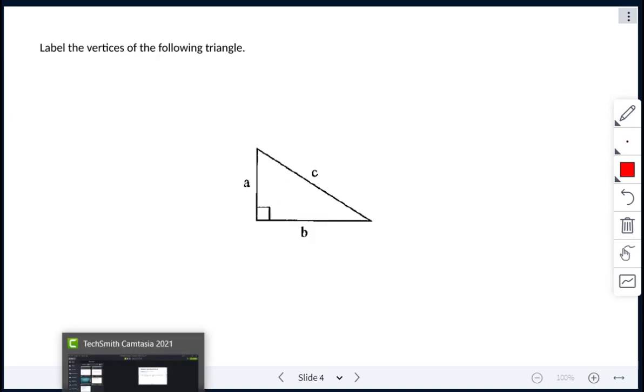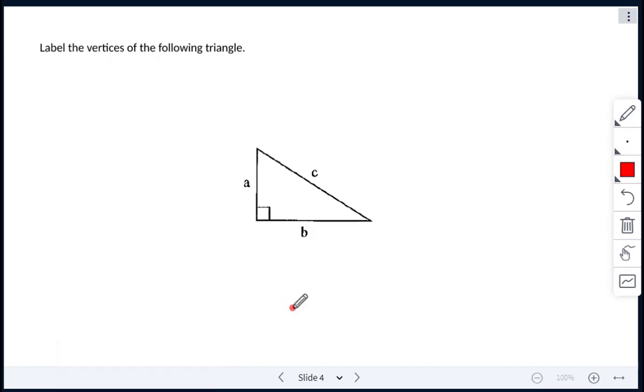Okay, so next we're labeling the vertices. So we have our sides A, B, and C. All right, so if this is side A, this would be the vertex, capital A. This is the side B, so therefore that vertex would be labeled B. And here we have side C, so this vertex would be labeled with a capital C.